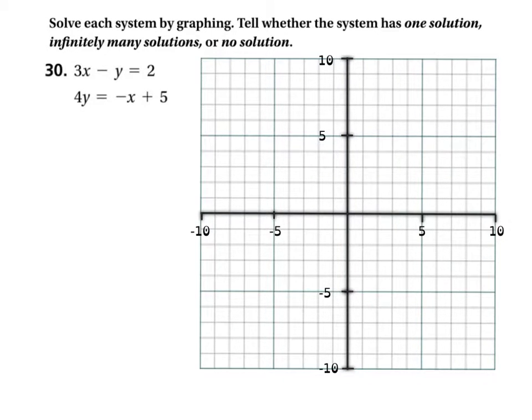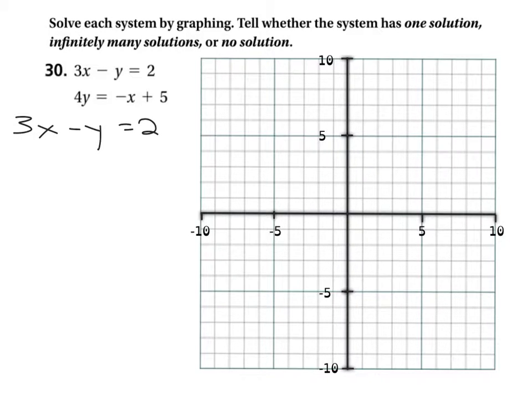Okay, so we're going to solve this by graphing, and what we're going to do is determine eventually whether we have the same slope, and if we do, it's going to be either infinitely many. So here's the equation that we're going to first.